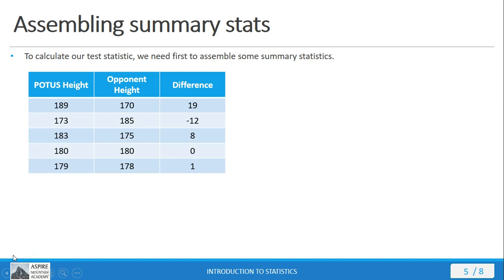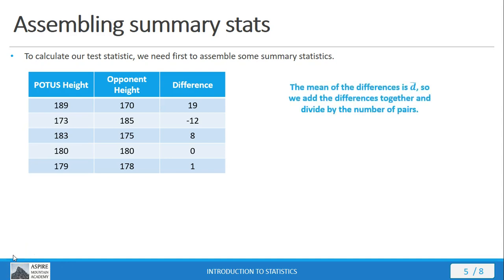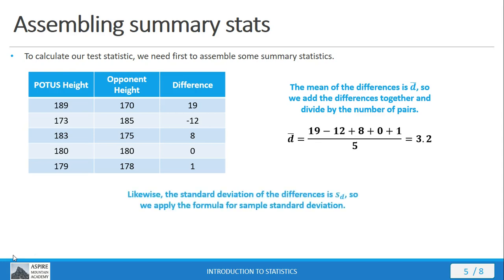And then when you get all your differences together, you want the mean of those differences. So take in this example the 19, the minus 12, the 8, the 0, the 1, add them together and divide by 5, and you're going to get the mean of the differences, d bar, which turns out to be 3.2.